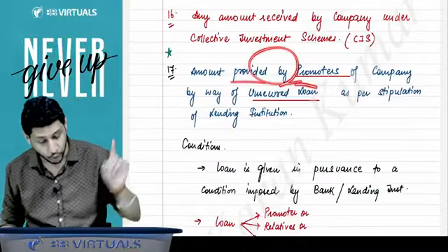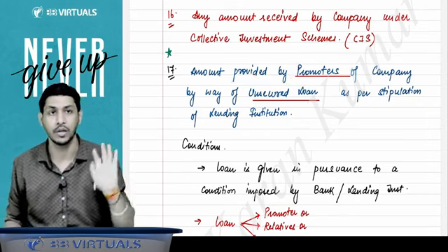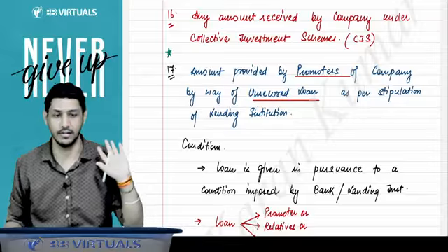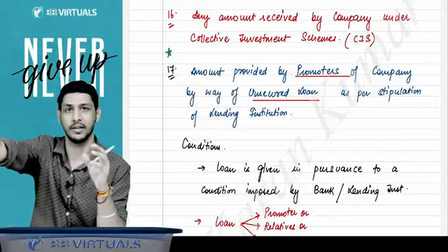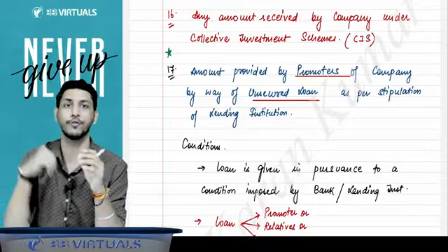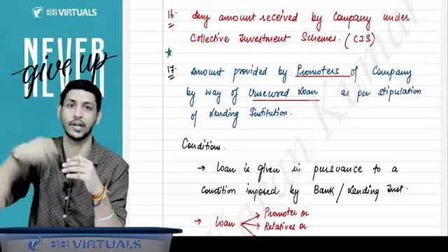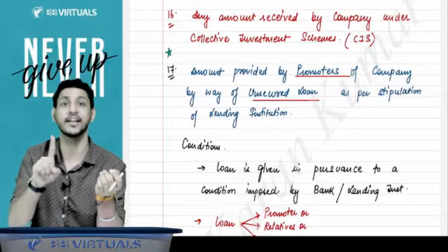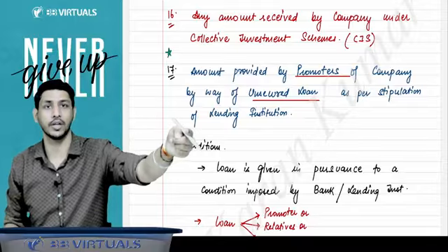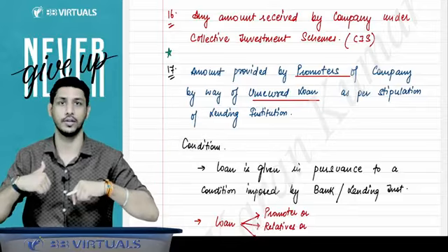Amount provided by the promoter. This is a very, very important point that the institute always asks in the paper. Suppose the company went to the bank asking for a loan, because it is required for our project. The bank says we will give you the loan, but on one condition: ask your promoter to give you some unsecured loan, and only then will we give you the loan.